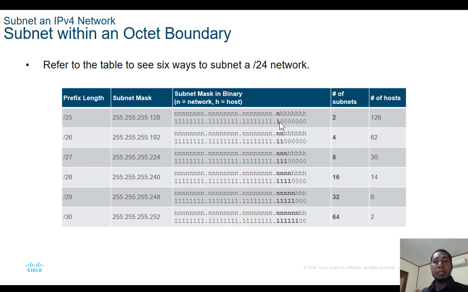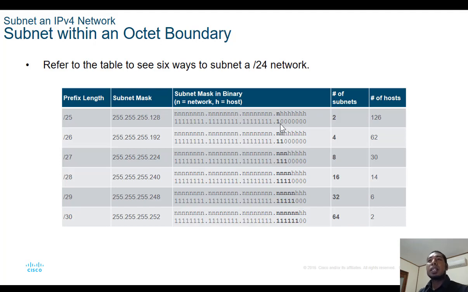Remember the 8-bit values: 1, 2, 4, 8, 16, 32, 64, 128. 8 bits, 128 all the way down to 1. If we borrow one of those bits, that bit value is 128. So we will end up with 255.255.255.128, and that's a /25 subnet mask. It has a prefix of /25 because of the total number of bits for the network.